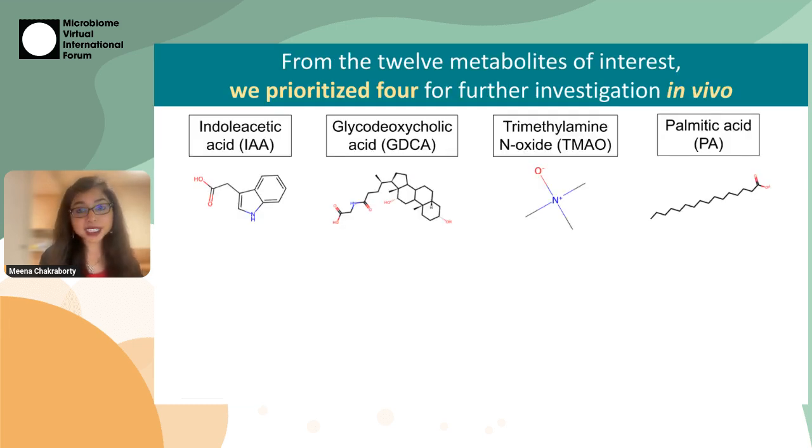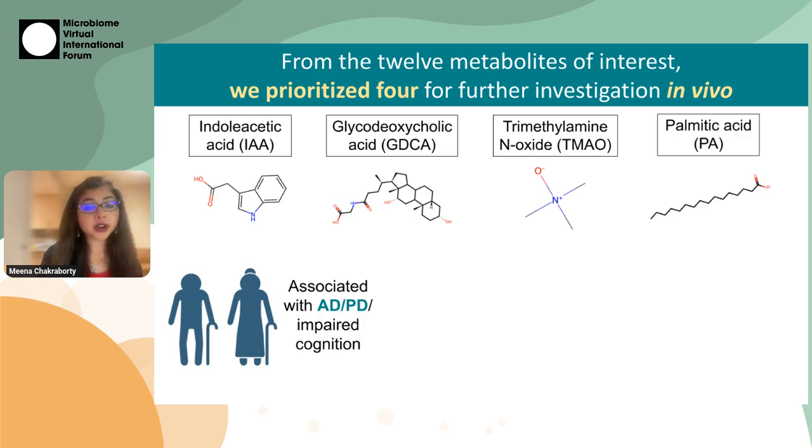From these 12 metabolites of interest, we then prioritized 4 for further investigation in vivo, and these are shown on screen: IAA, GDCA, TMAO, and PA. We used several criteria to narrow down the metabolites, and these 4 metabolites share several features.